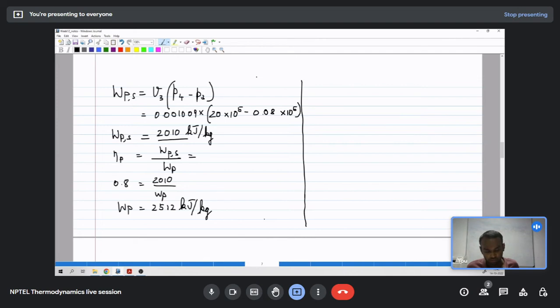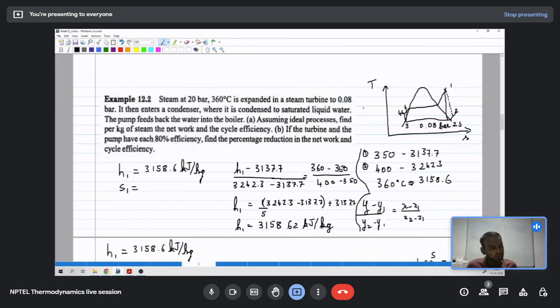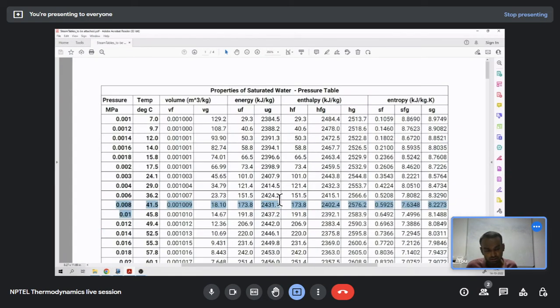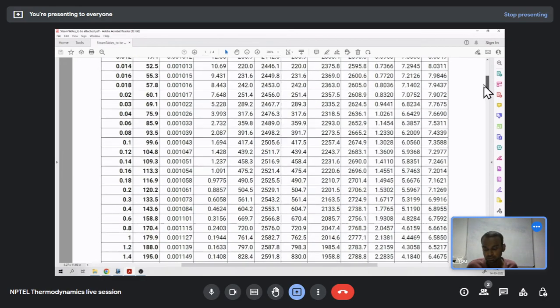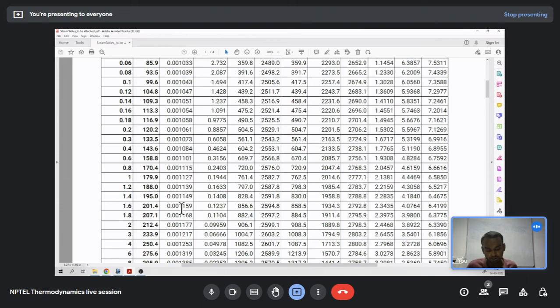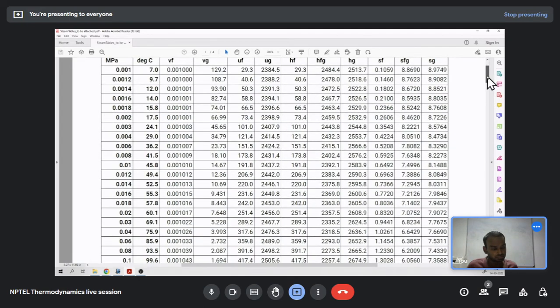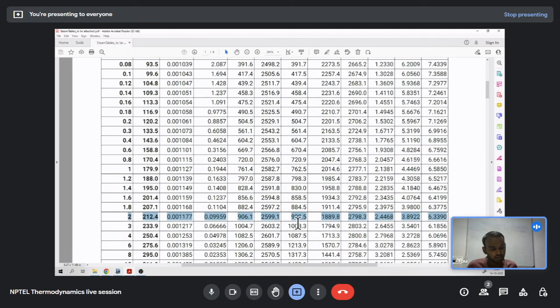So now we need to calculate the enthalpy at state 4. I assume that it is the enthalpy of the liquid at 20 bar, which is 2 megapascal. So that is 908.5 kilojoule per kg.